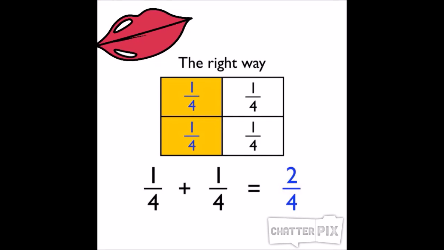So for this fraction, we're adding 1/4 plus 1/4, and that means we have 2/4. We don't change this to 8ths because suddenly our rectangle isn't chopped into 8ths. We're still talking about fourths. So please remember, when you're adding or subtracting fractions, you're changing the numerator, not the denominator.